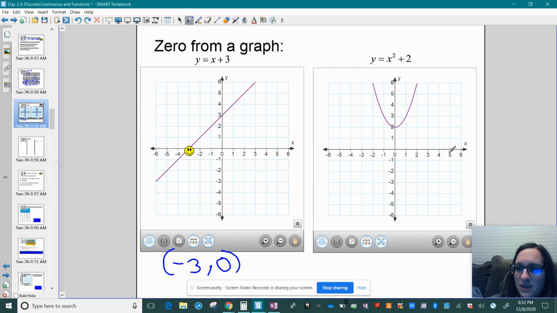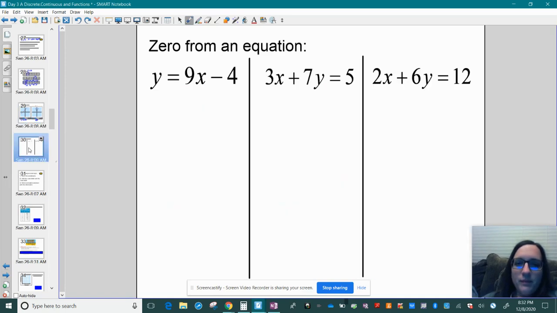Notice here it doesn't cross the x-axis. So this one doesn't have zeros. So I'm going to put NA, not applicable. Our graph doesn't go that low, so we don't have any zeros. You could also write no solution or no 0. It does have a y-intercept though, so does this one, but we're asking for the x-intercept.